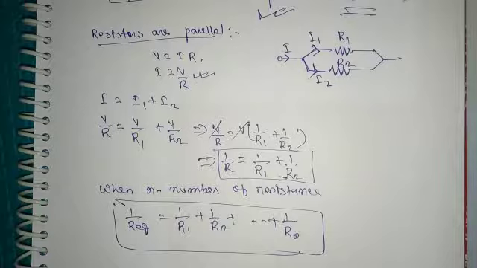So this is the formula and derivation for resistances connected in parallel and series. These are very important basics for electrical engineers and for class 12th and class 10th students. So please refer.